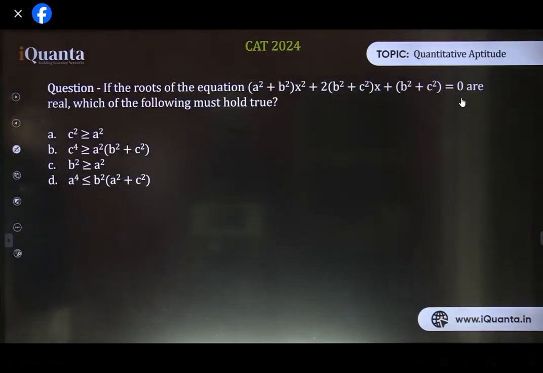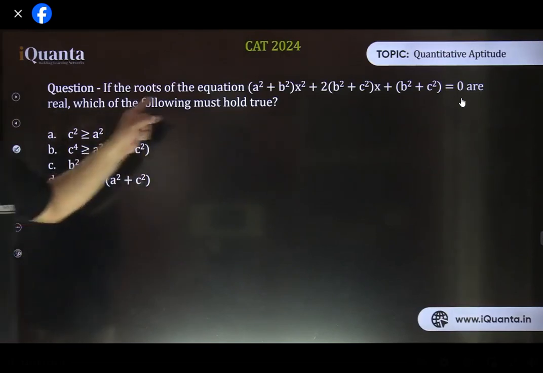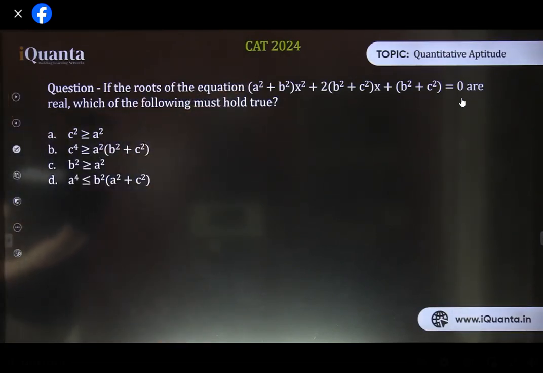If the roots of this equation are real, which of the following must hold true? It's a very easy question. Don't be deceived by the appearance. Very easy question. Please solve it fast. CAT just asks easy questions, but most of the students get baffled by the mathematical appearance of the question.